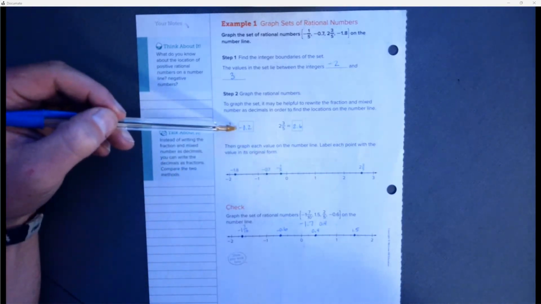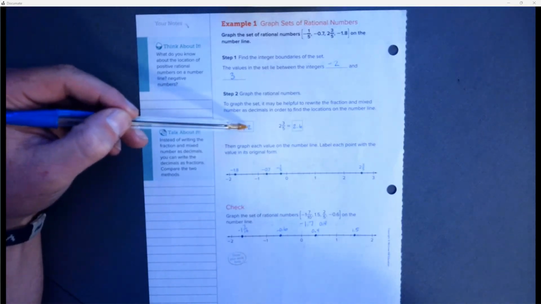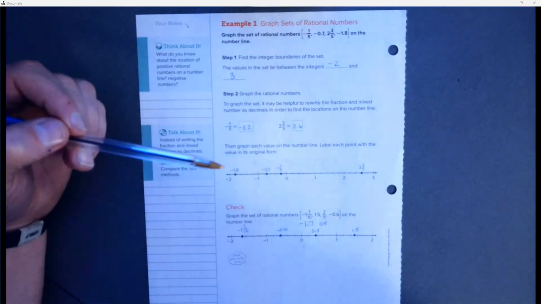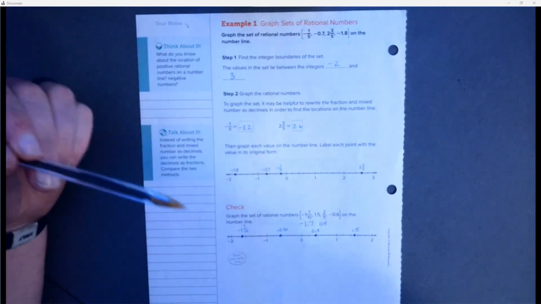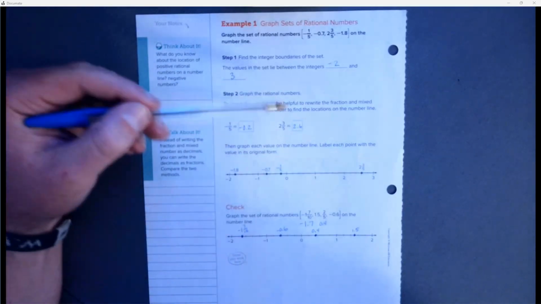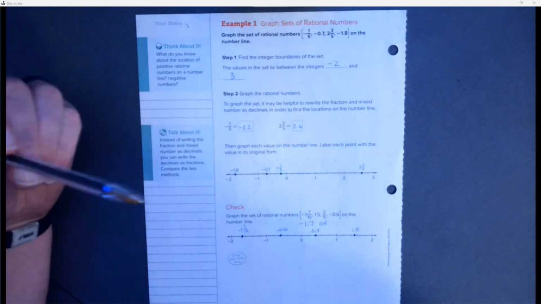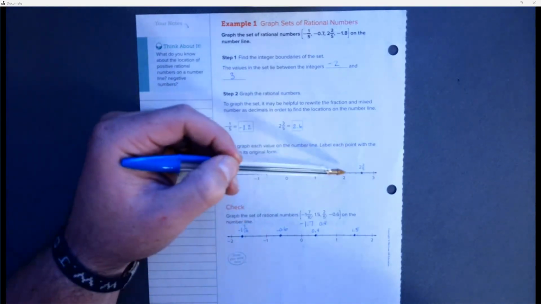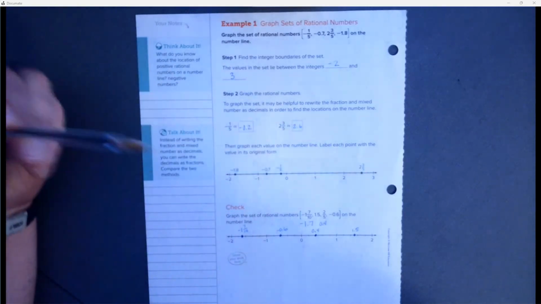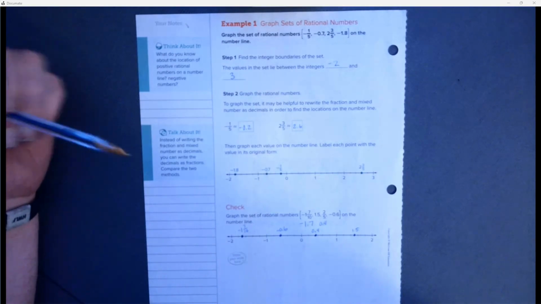Now we have negative 1/5, which we said can be represented as negative 0.2. So it'll fall on that first tick to the left of 0, negative 0.2. Now we have 2 3/5, which we said can be represented by 2.6, which is 2 6/10. So we have 2, 2.2, 2.4, 2.6, which is 2 3/5.